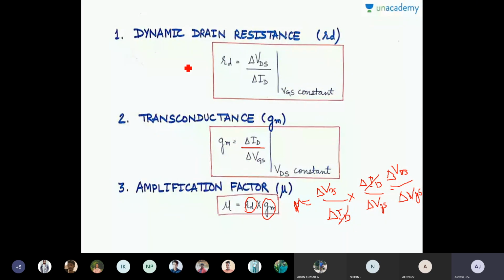Okay. And the dynamic resistance, what is the unit for resistance? Ohm, correct. And have you studied about transconductance? Do you have an idea about transconductance?